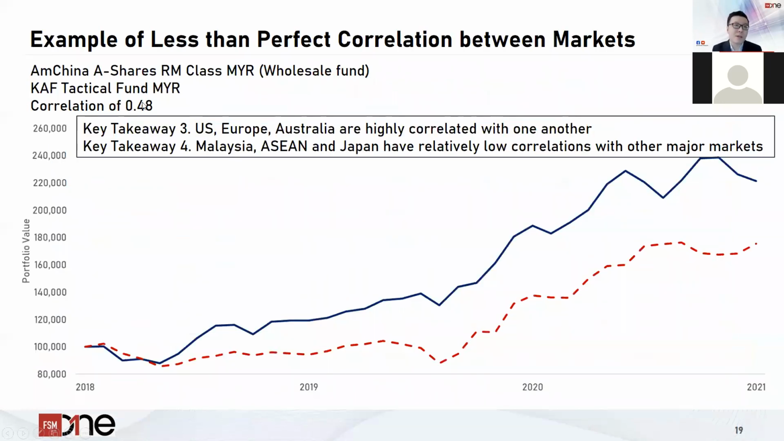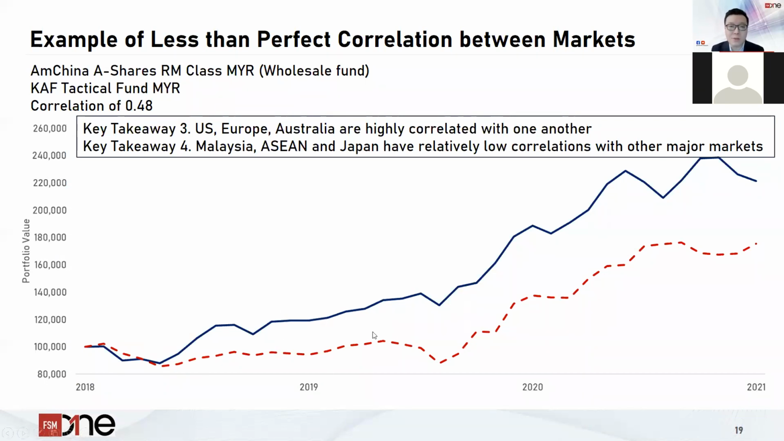Example, using a fund again. So we have this M China A shares. This one is a wholesale fund investing in China. And we have CAF Tactical Fund, which is our recommended fund from Malaysia equity market. The correlation is 0.48. So it's around 0. It's closer to the 0 mark than the +1 mark. So they are positive correlated, but less than perfectly correlated. Okay, less than perfect is the keyword over here.